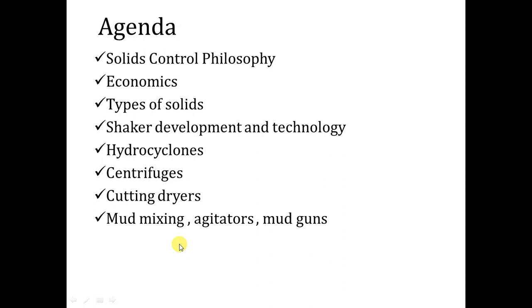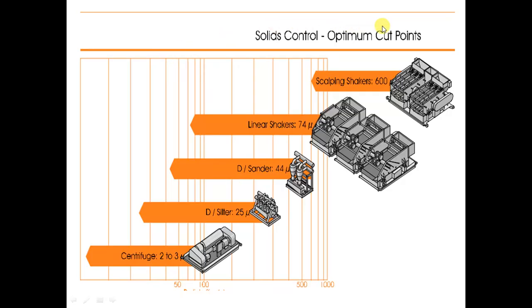We will take some notes about it and about the mud system. And finally, we will talk about the evaluation of each of them. We will talk about screen development technology to evaluate the shakers, and about evaluating each piece of equipment to know if it is working properly or not. These are the solid control equipment, as you see here, with the optimum cut points. We will talk about the meaning of cut points.